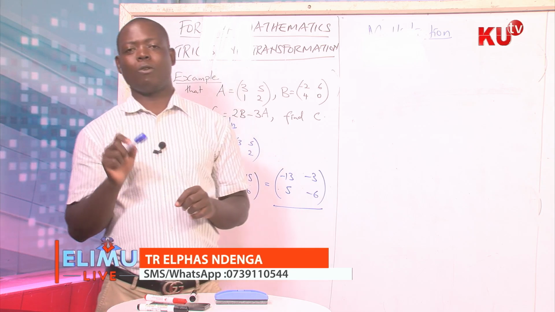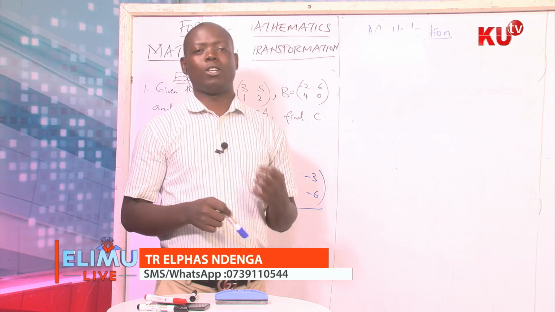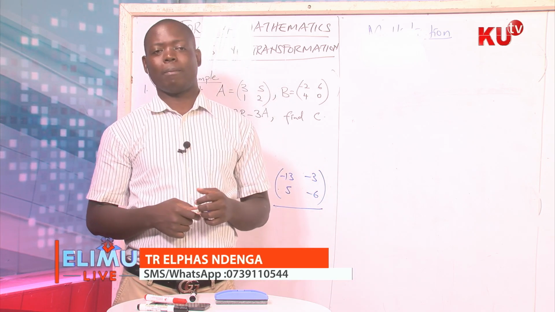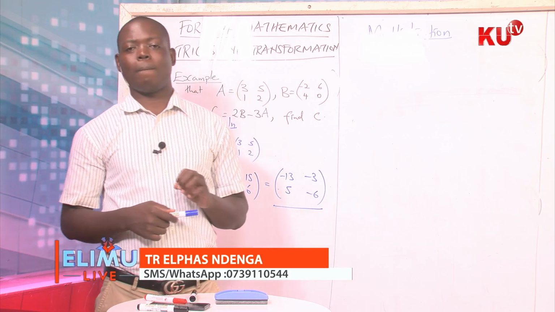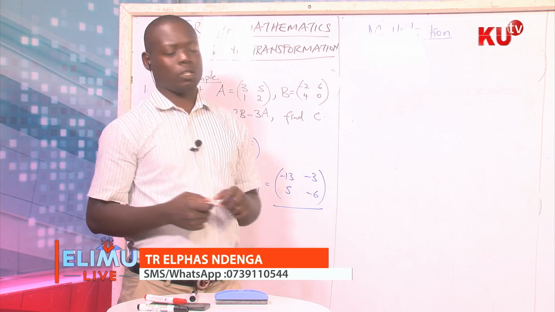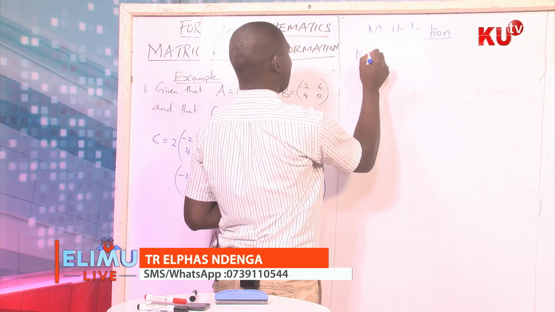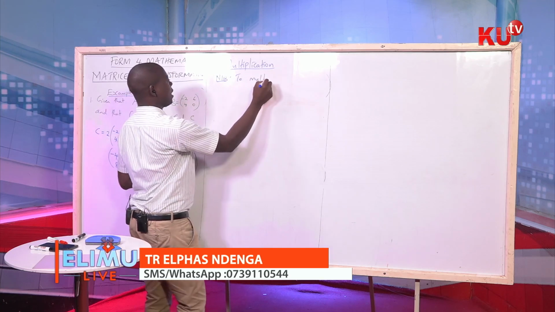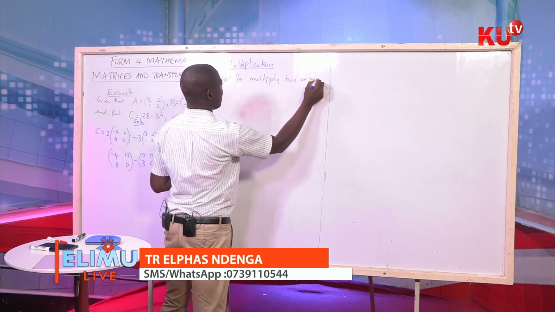Therefore, before you look at multiplication, remind yourself, do you know what are rows? Do you know what are columns? Because that is what will guide you to identify whether two matrices are compatible by multiplication or they are not. So under multiplication, what do we say? We'll use this, our NB, to multiply two or more matrices.